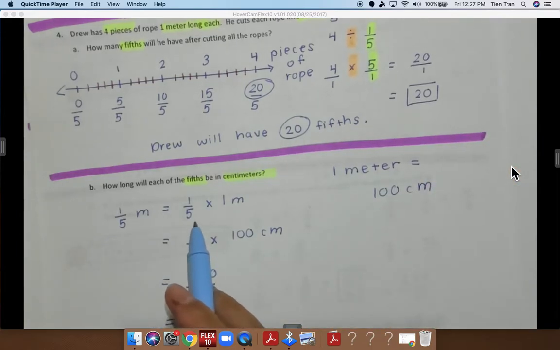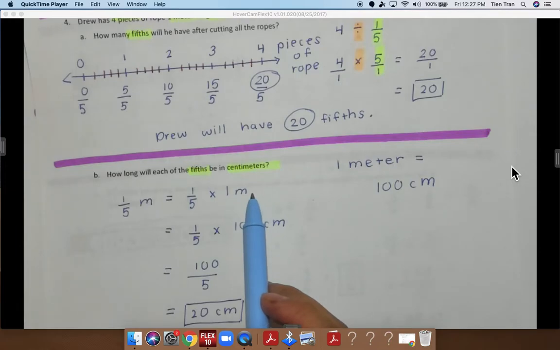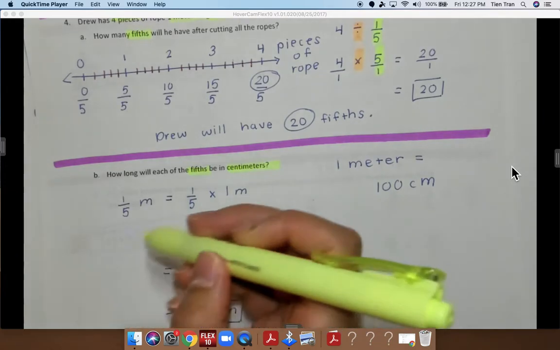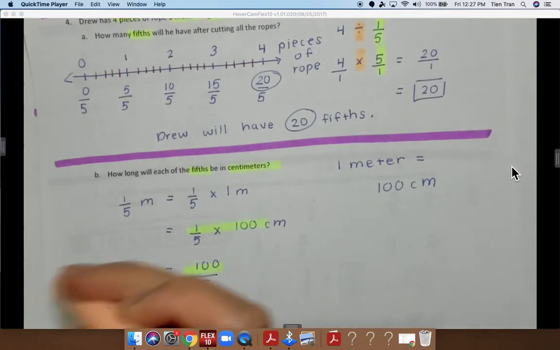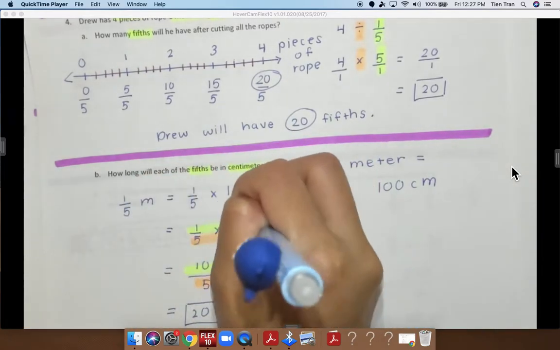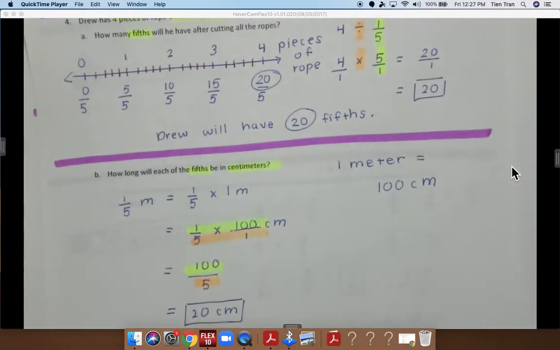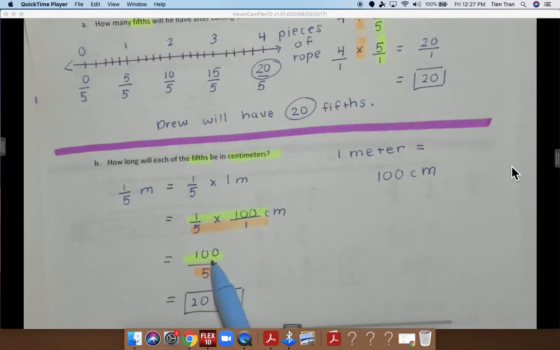So what I have here is 1/5 from the previous problem, multiplying it times 1 meter. So 1/5 times 100 centimeters. I know that 1 times 100 is equal to 100, and 5 times 1 is equal to 5. 100 divided by 1 is the same as 100, so you can put the 1 there so it's not confusing. Some people don't want to, and that's fine too. So 100 divided by 5 is equal to 20.